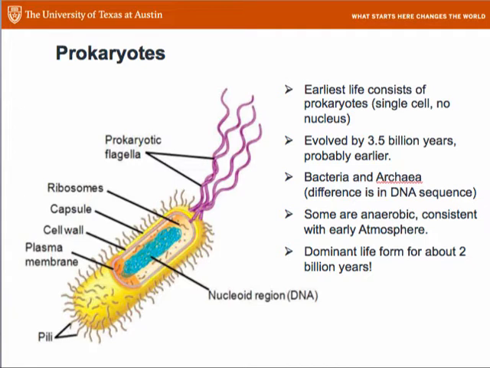two. Some were anaerobic, consistent with the early atmosphere. Anaerobic means they didn't need oxygen to survive. And they were the dominant form of life for about 2 billion years.